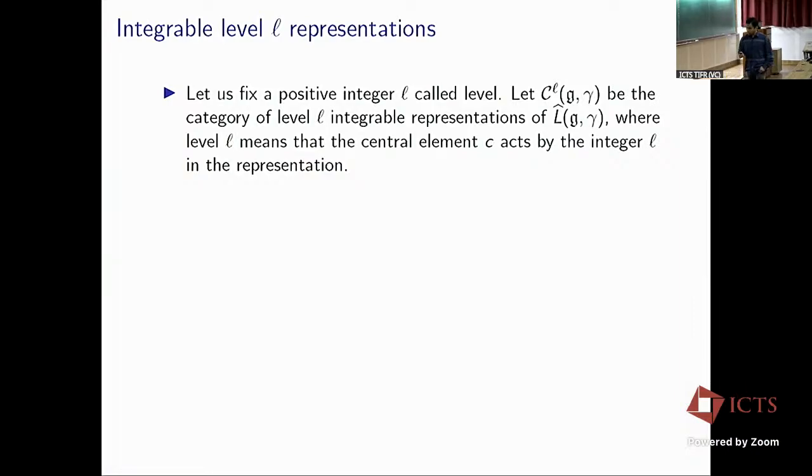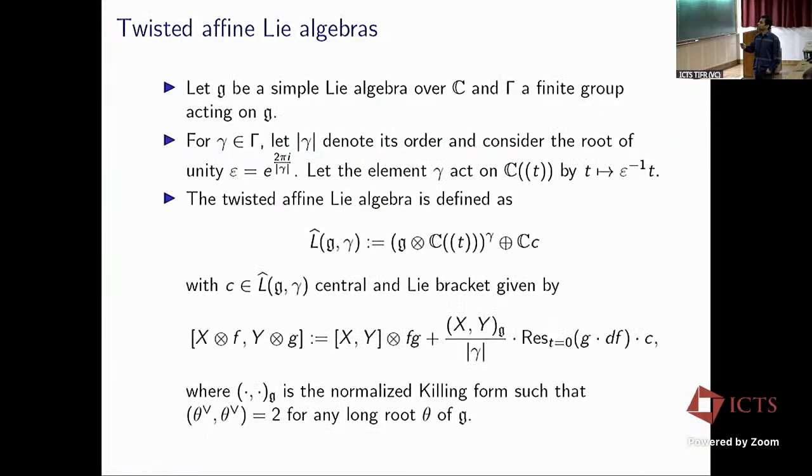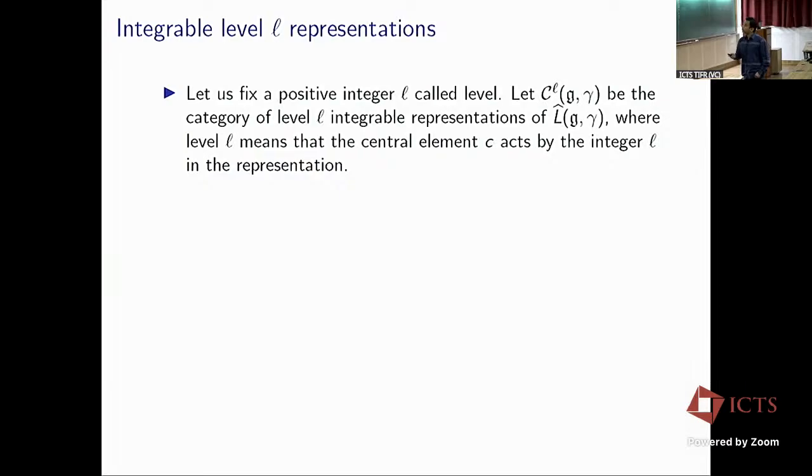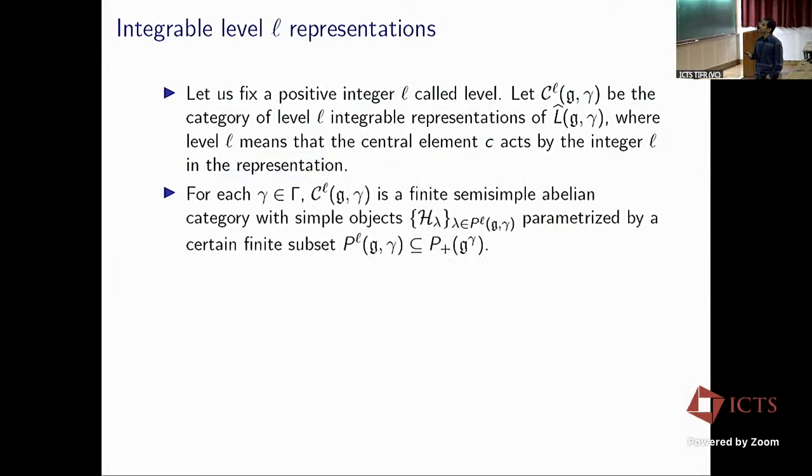And now we fix a positive integer called the level. So we have a certain category of integrable level L representations of this twisted affine Kac-Moody algebra. The level means that the central part of the Lie algebra acts by scaling by L. So what do we know about this? This category is a finite and semi-simple abelian category with finitely many simple objects. Once you fix a level, there are only finitely many simple integrable representations of this twisted affine Lie algebra.